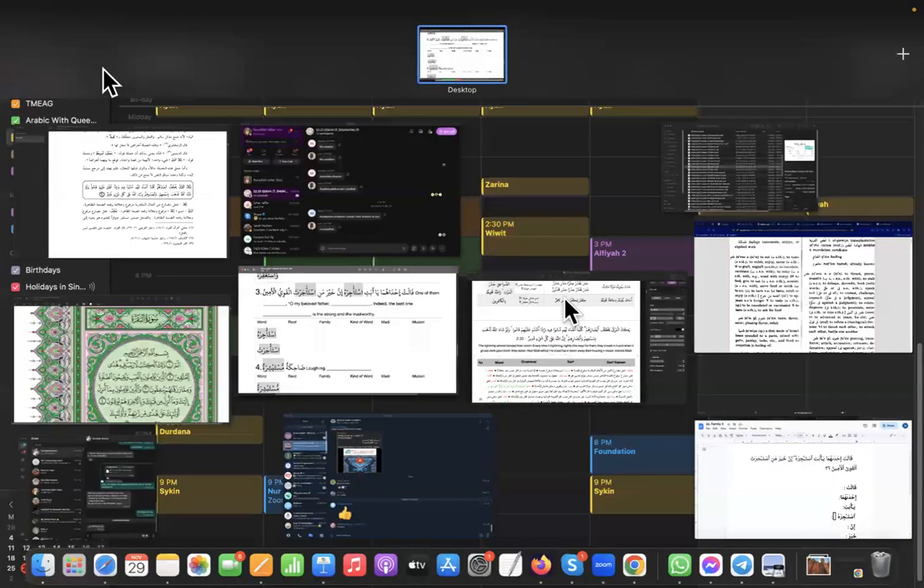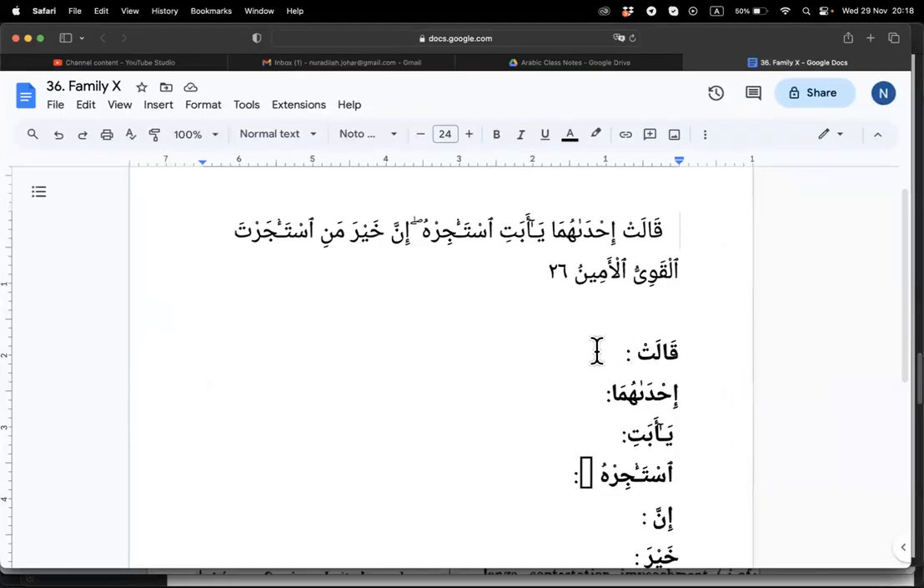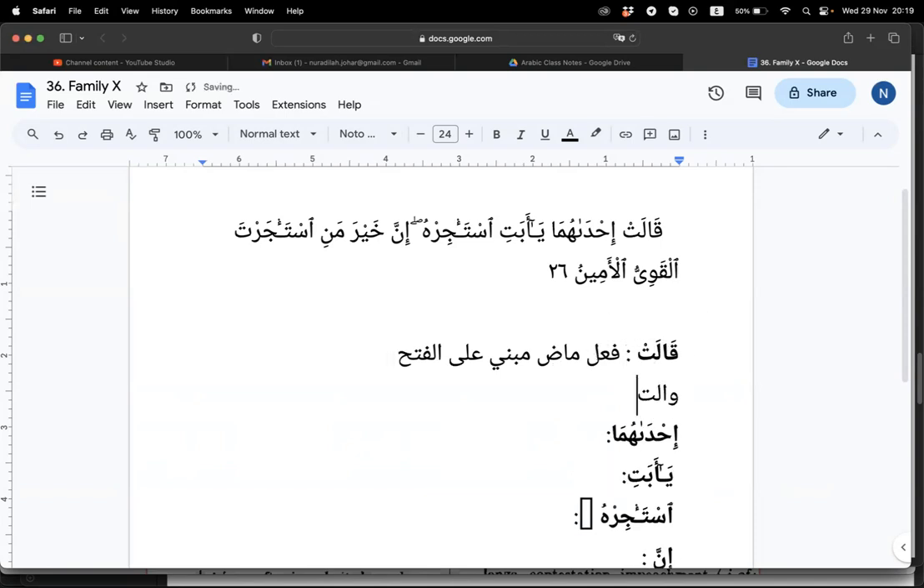Okay, this one we want to do the whole thing. Qalat. Qalat is a fi'il madi, mabni 'ala fath. What's the fa'il? The fa'il is hiya. So what about the ta? The ta is ta' ta'nith, the ta' of femininity.